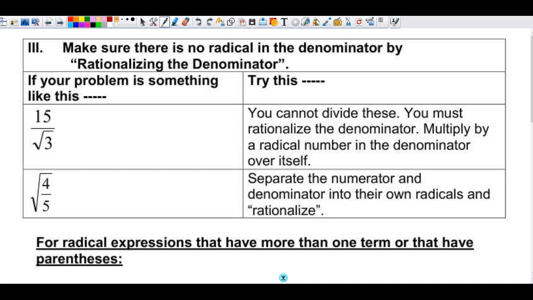So if you're going to rationalize a denominator, that means you have to make the denominator rational, which means it cannot be irrational. An irrational number would be like pi or a square root or anything that I couldn't represent as a ratio of two numbers.